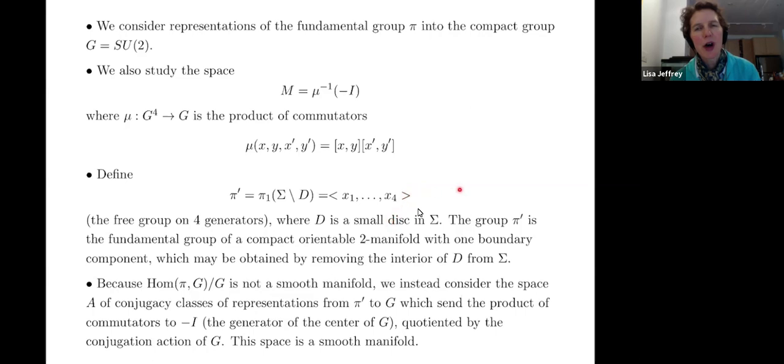This is often introduced because if you looked at the fundamental group for the closed surface, where you had one relation which says that the product of commutators is equal to the identity, then the representation space, quotiented by conjugation, is not a smooth manifold. There are singular points. And so instead we consider the space of conjugacy classes of representations that send the product of commutators to minus the identity, and then quotient that by conjugation. And this space is actually a smooth manifold.